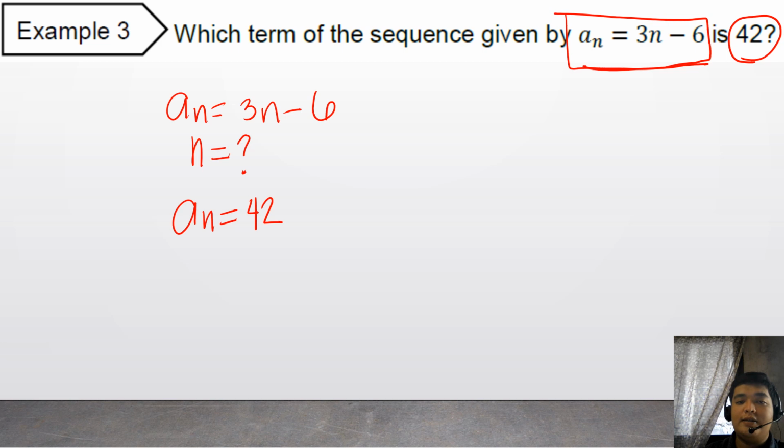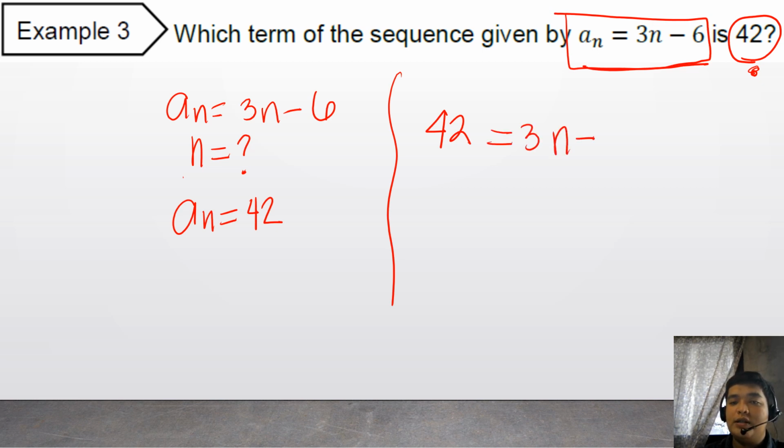This is our last term. Why n? Because which term? Meaning, what position is 42 in the sequence? So, therefore, a sub n is 42. We just substitute: 42 is equal to 3n minus 6.